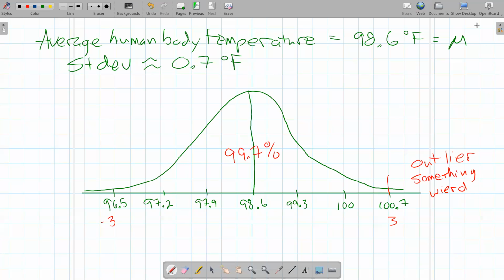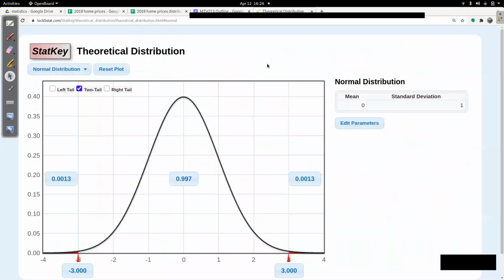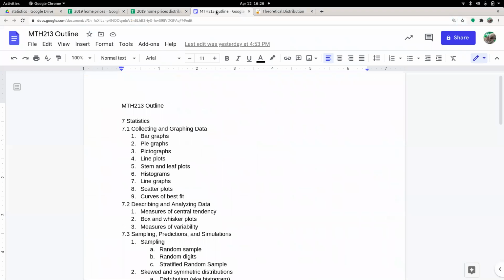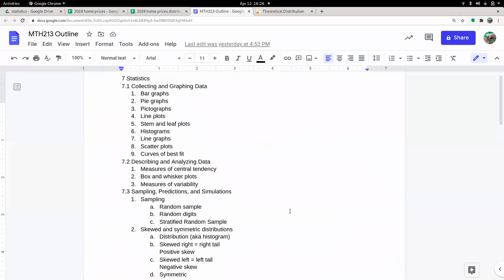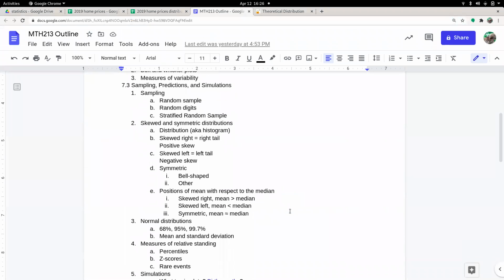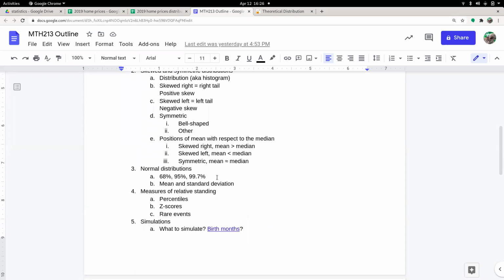All right, I think that's more than enough for today. Let's go back to my desktop, take a look at my outline. So we're going to review some of this stuff next class. 7.3 is the section we were going over today. We took a look at the idea of randomness. We'll look at that again next class. Distributions, we'll review some of that again next class. The idea of this normal distribution and the different percentages related to standard deviations.